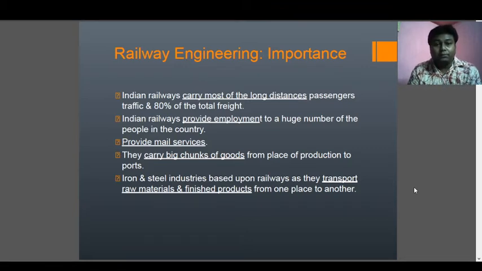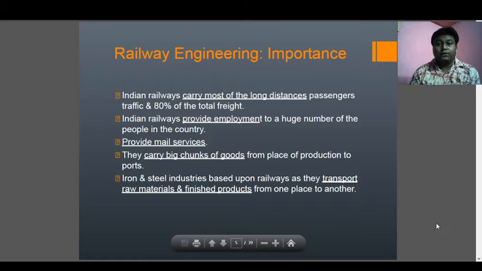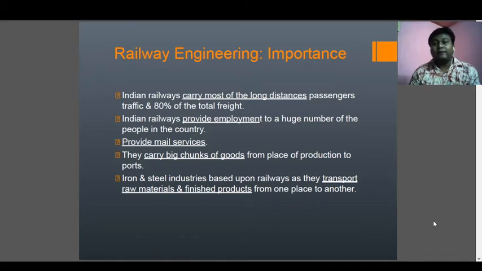Third one is that it provides mail services. Yes, as I said, apart from passengers, it also provides mail services and goods services. They carry big chunks of goods from the place of production to the ports. The iron and steel industry is based upon the railway as they transport raw materials and finished products from one place to another. As we know, steel is one of the important raw materials used for any type of construction, and it is heavy.